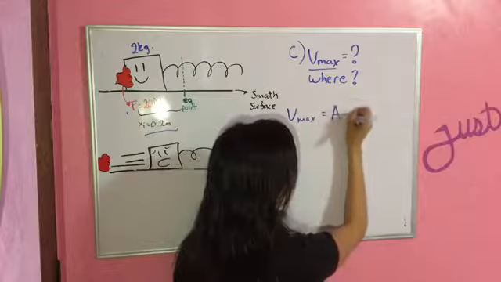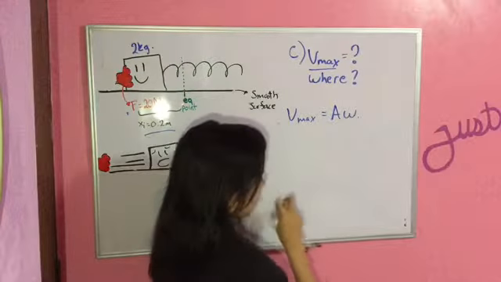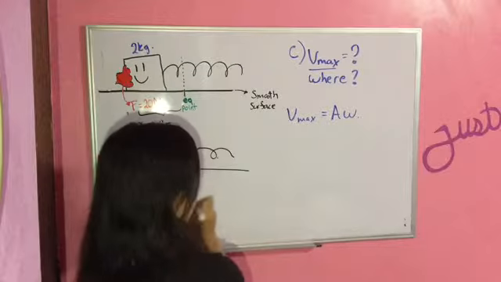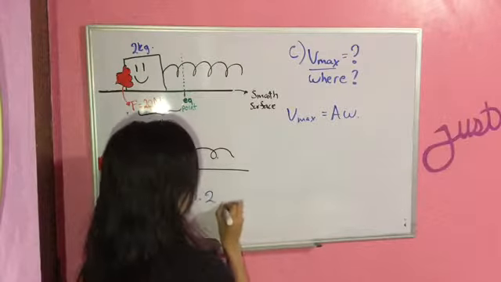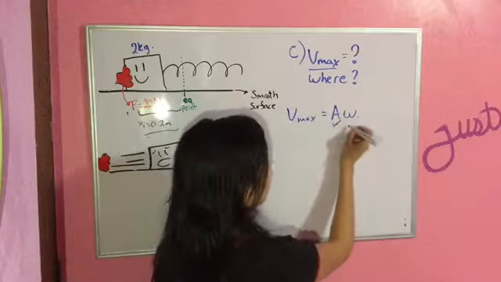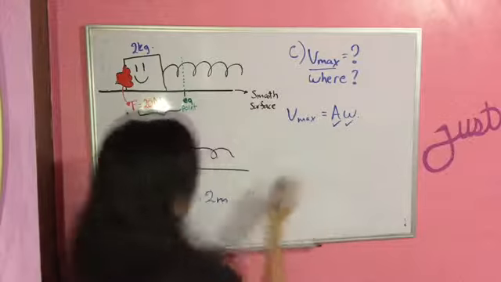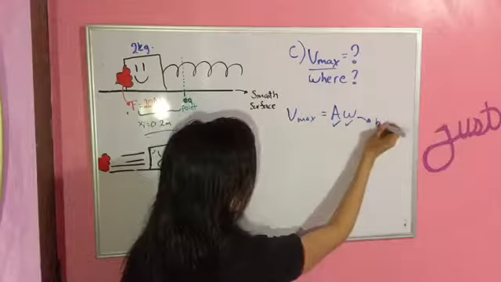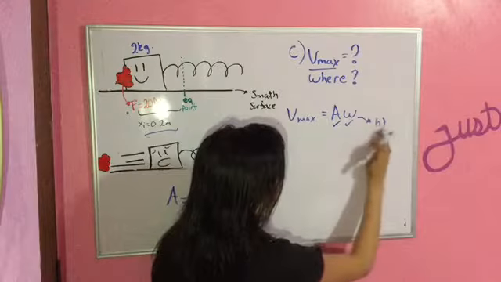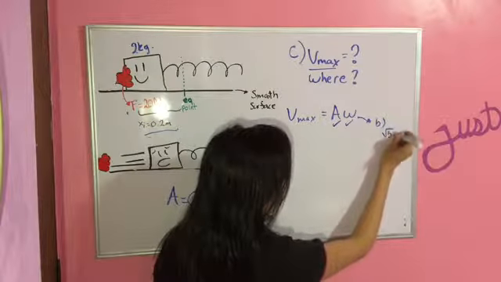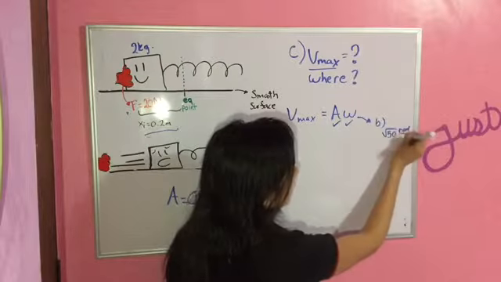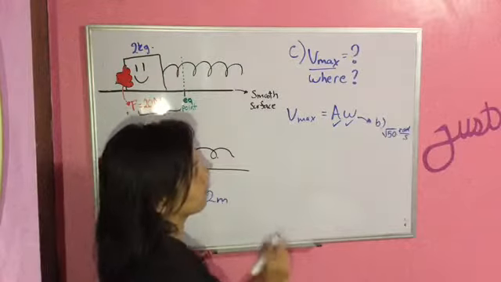So we know that the maximum velocity is described by the equation of the amplitude times the angular velocity, omega. And the amplitude is given by the distance they gave us of 0.12, which is the initial position of the object. And we already know what omega is, which was the square root of 50.